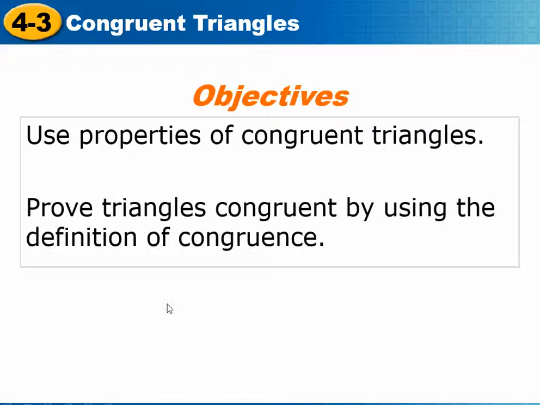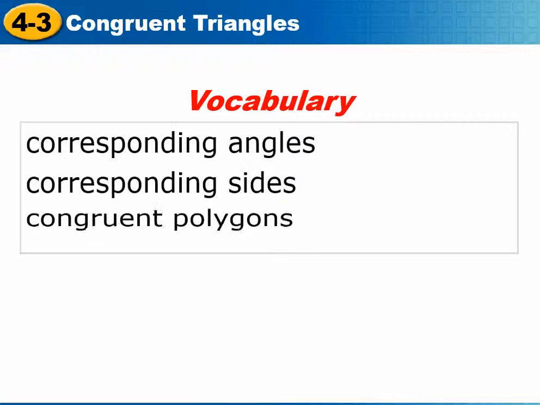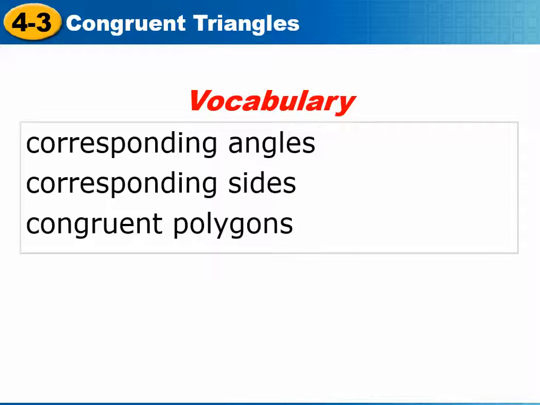Alright, our objectives today are to use properties of congruent triangles and to prove that triangles are congruent by using the definition of congruence. Now, luckily, in the next section or 2, we will learn lots of other ways to prove that triangles are congruent that will not take as much time as this method. But this is what we'll start with. Our vocabulary is corresponding angles, corresponding sides, and congruent polygons.